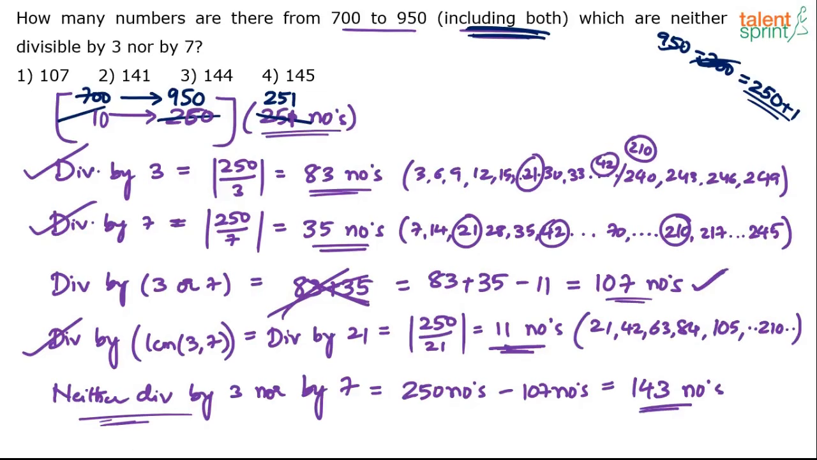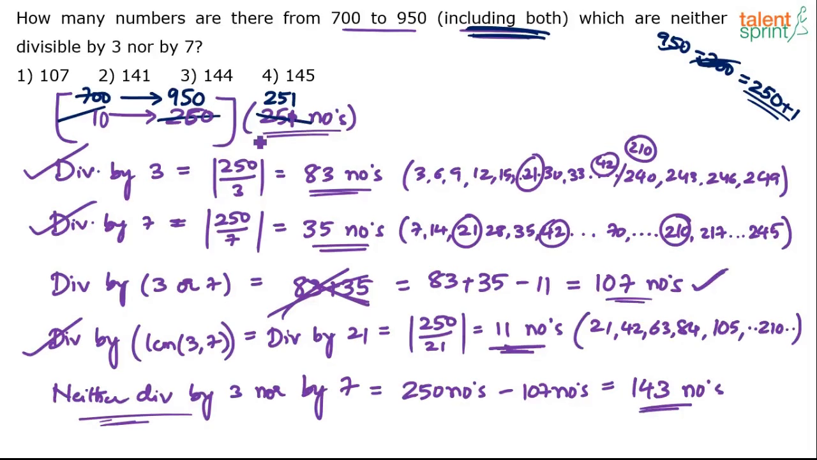You getting it? Both are included. So 700 to 950: 950 minus 700 plus 1 is 251. Right? Now, divisible by 3. Understand, while 250 by 3 gives 83 numbers, that is correct. This time, you can say 251 by 3 actually. 251 by 3, right? What is 251 by 3?